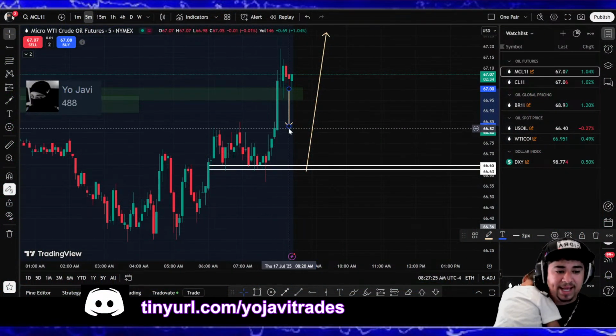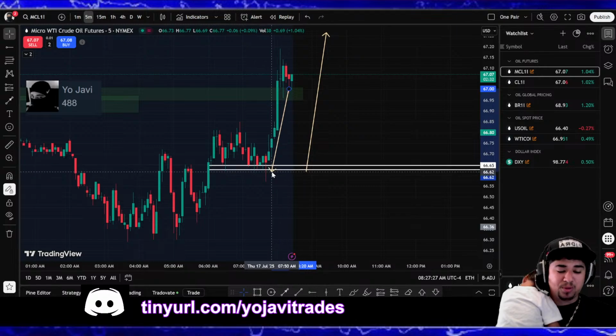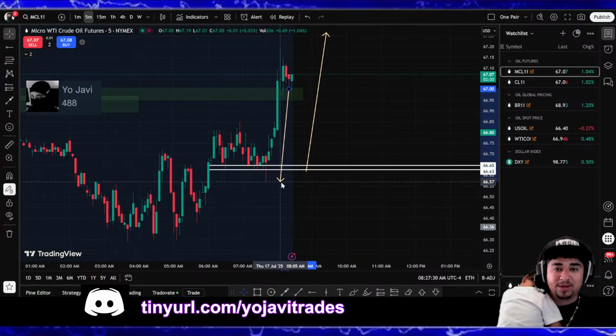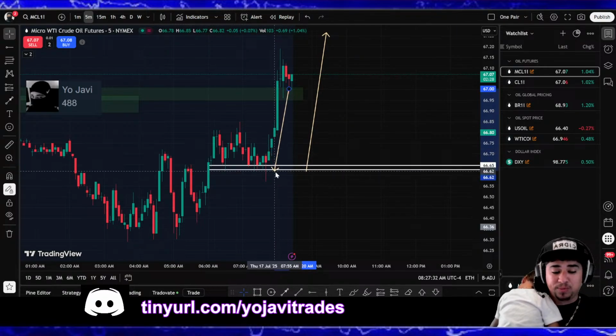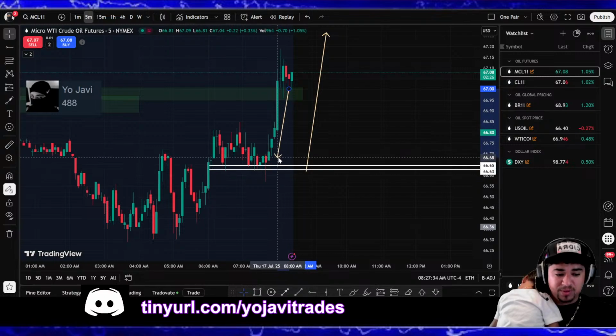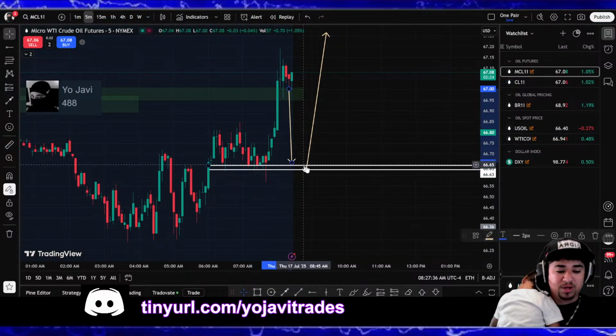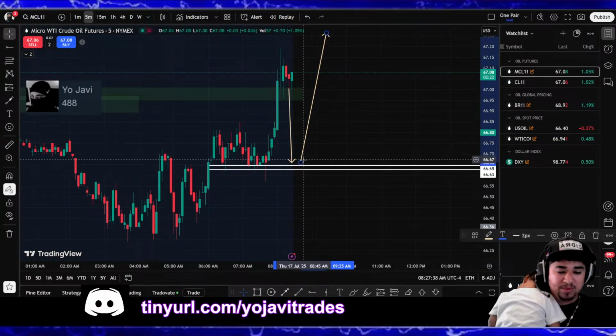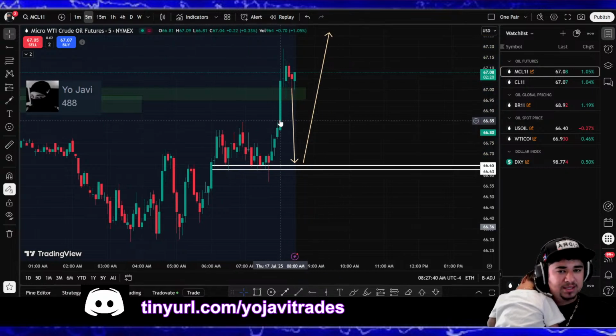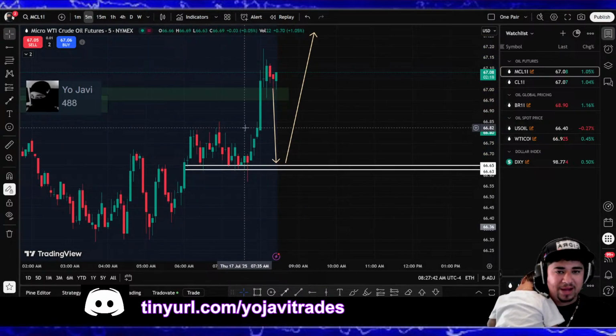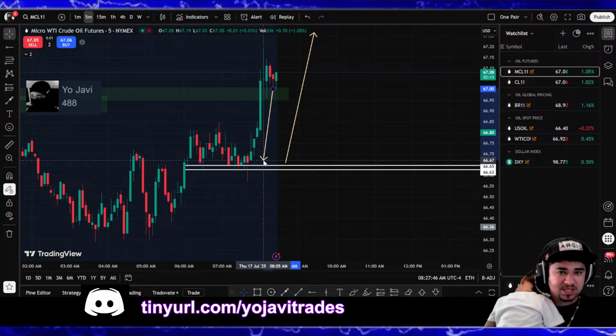And yes, that happens. If you have support, even if it doesn't grab liquidity, even if it's just support, it could still bounce off the support and go up. That can happen. I'm letting y'all know because I've seen all of this already. I don't just give up on the setup.